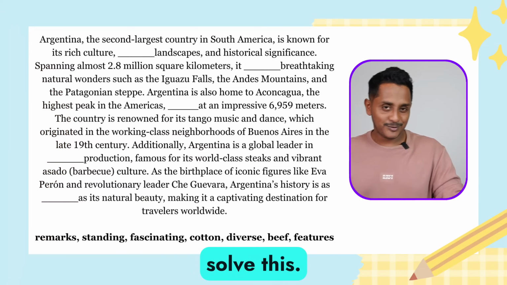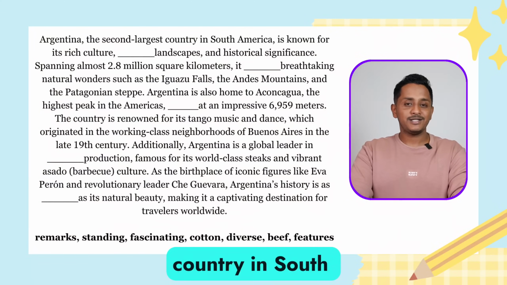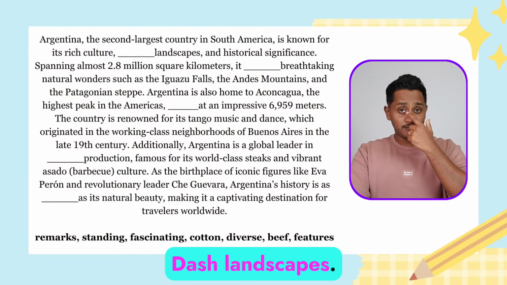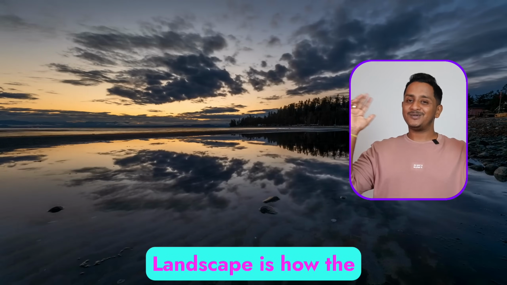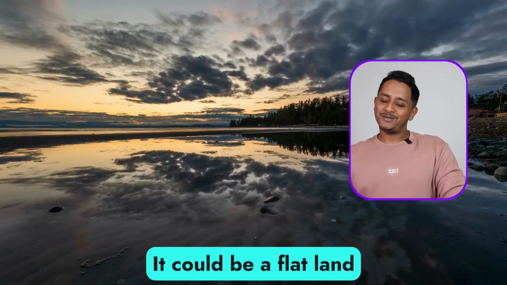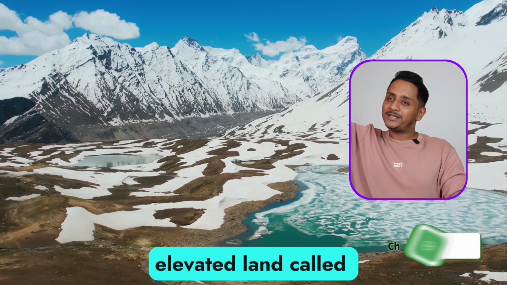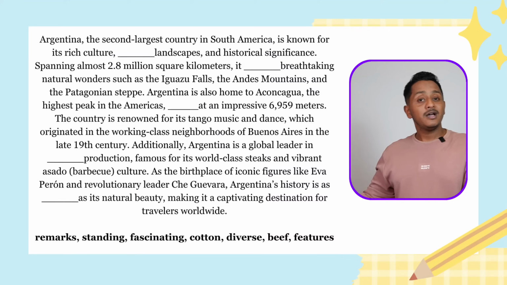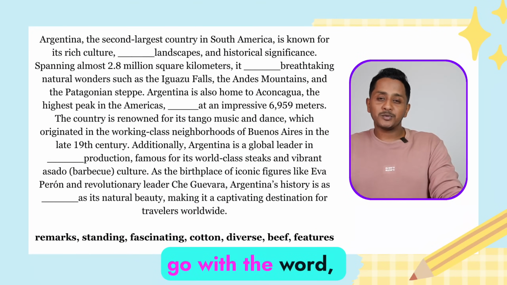Alright, let's understand how to solve this. Argentina, the second largest country in South America, is known for what all things? Rich culture, dash landscapes. Landscape is how the land looks. It could be a flat land, it could be an elevated land called a mountain, it could be a dry land, grassland, completely ocean.